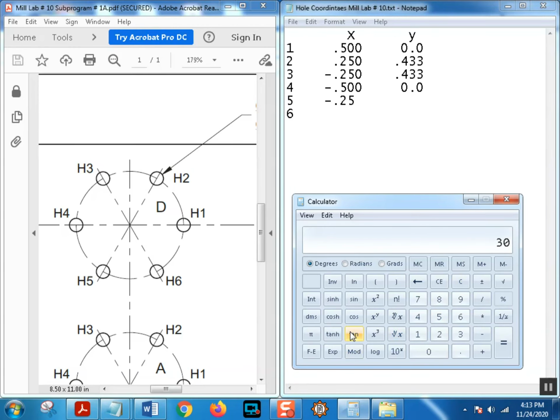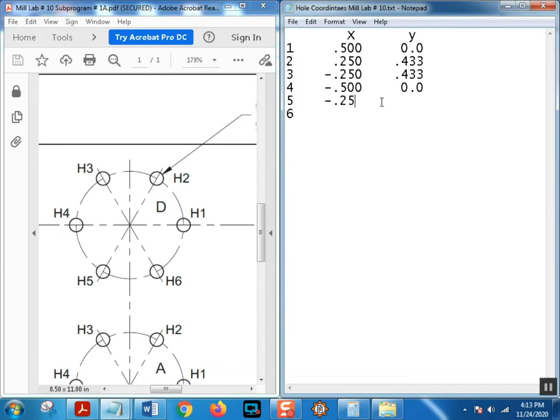30 degrees again, hit the cosine, and then I'm going to multiply that by the radius. There it is, 0.433. So you can pretty much trust me now. Now, is that a minus? It is a minus. So don't mess your signs up, because otherwise you'd be drilling the wrong holes.